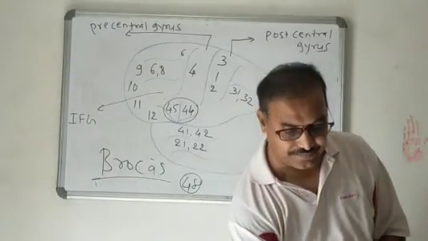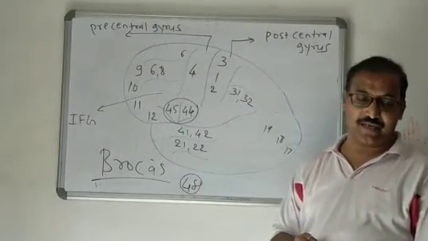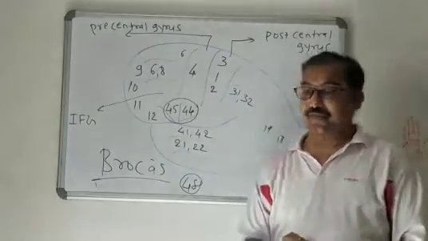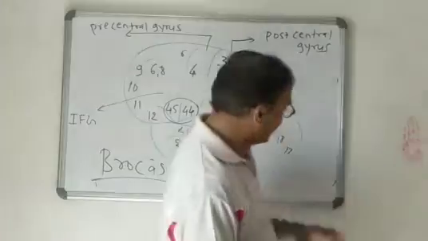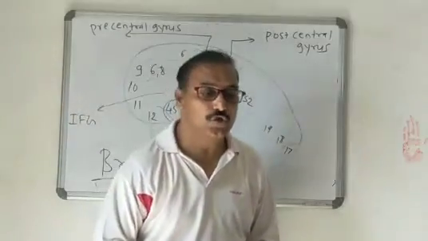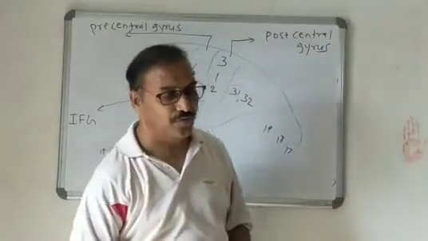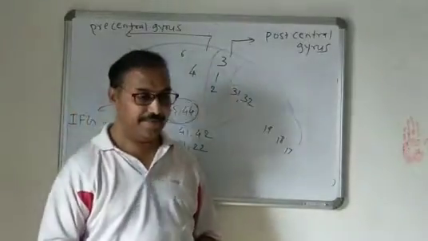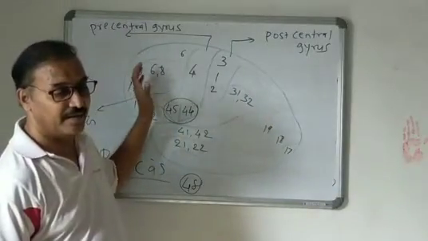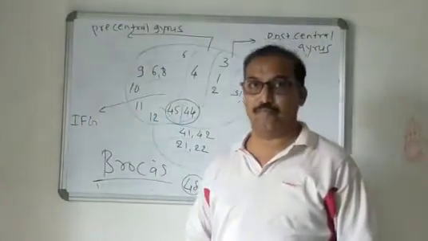Then another damage: if there is damage to area number 4, which is a motor area, the condition developed is paralysis. If area number 17, 18 and 19 get damaged, the condition developed is loss of vision. If there is injury to 41 and 42, there is loss of hearing. Understand? And if there is damage to the frontal lobe, the prefrontal area, the condition developed is personality changes due to injury to the frontal lobe.